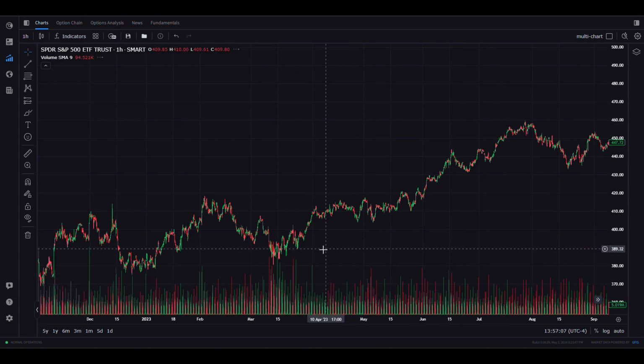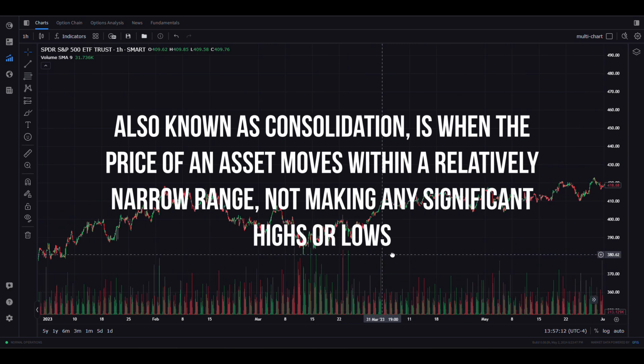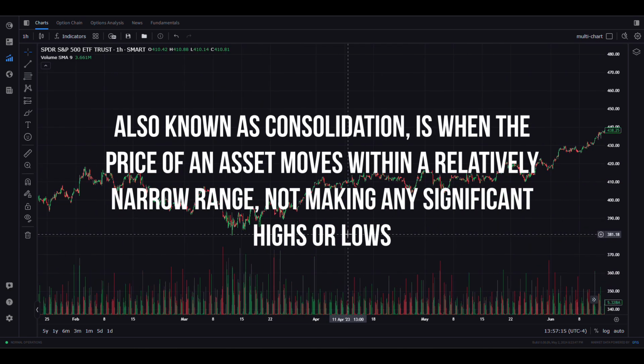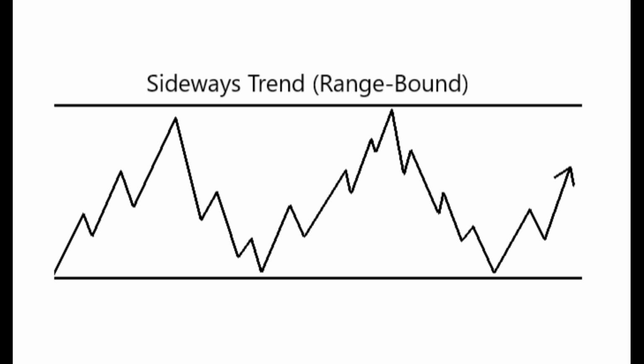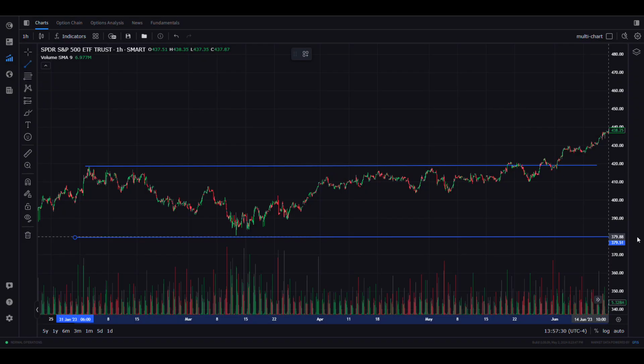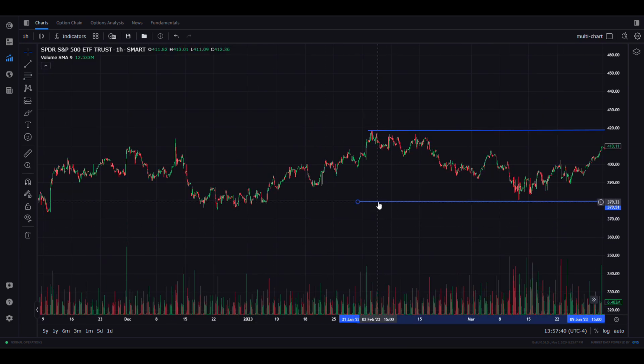Sideways trend. A sideways trend, also known as consolidation or ranging, is where the price of an asset moves within a relatively narrow range without forming significantly higher highs or lower lows. Instead of trending strongly upwards or downwards, the price bounces back and forth within a horizontal channel. During a sideways trend, buyers and sellers are in a sort of tug-of-war, with neither side gaining a significant advantage. The price may fluctuate within a certain range, but overall, it remains relatively stable without making decisive moves upwards or downwards.